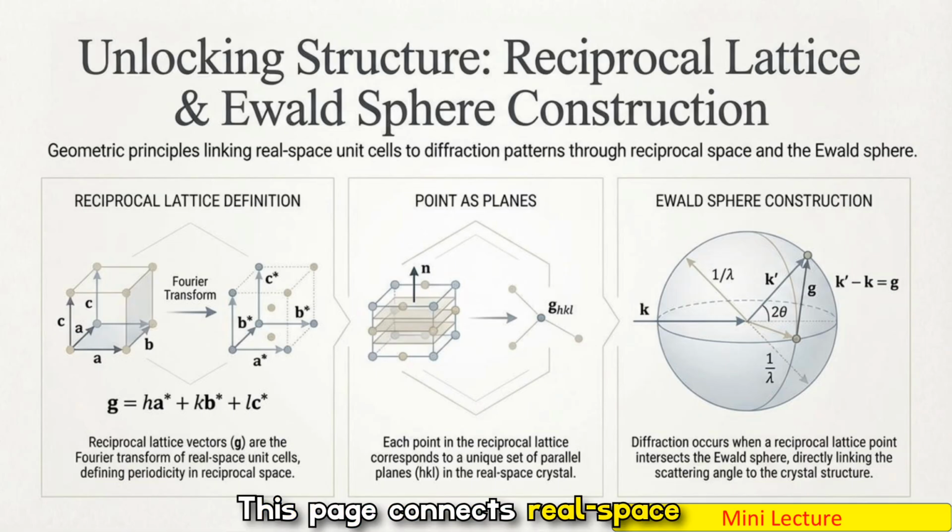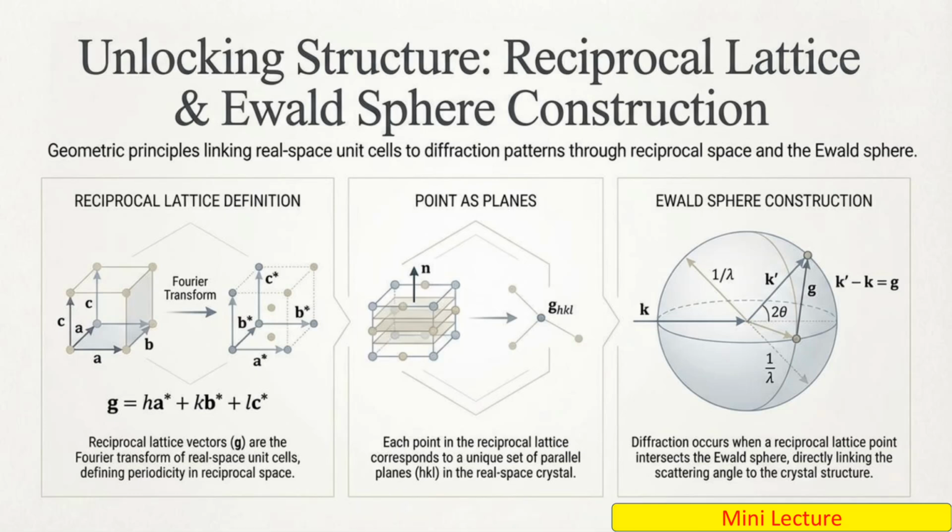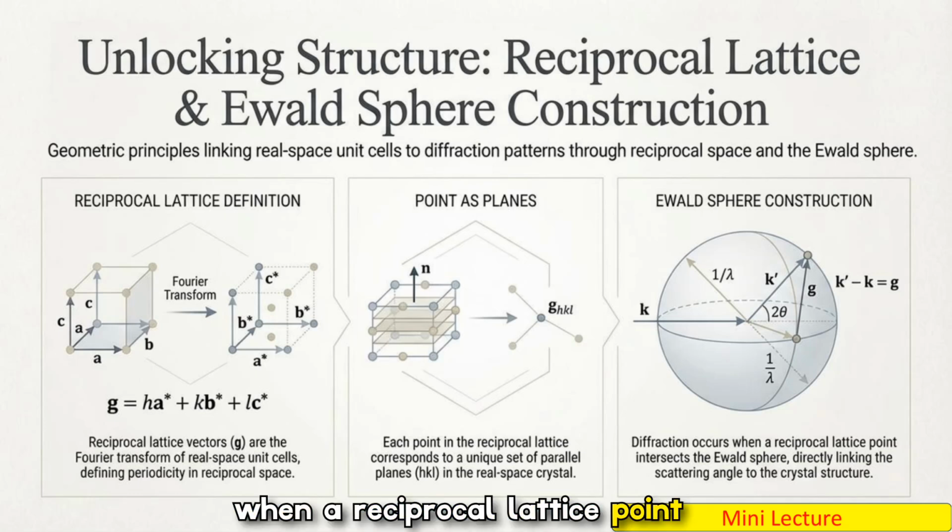This page connects real space unit cells to reciprocal space using the reciprocal lattice and the Ewald sphere construct. The left diagram shows the Fourier transform from cell vectors to reciprocal vectors G equals ha* plus kb* plus lc*, while the Ewald sphere illustration explains that diffraction occurs when a reciprocal lattice point intersects the sphere, directly linking scattering angle to crystal periodicity and measurable reflections.